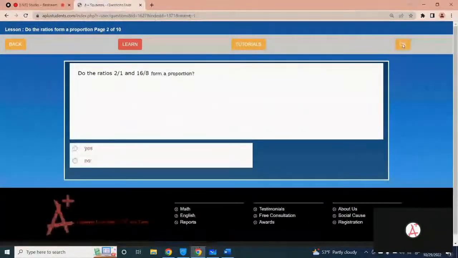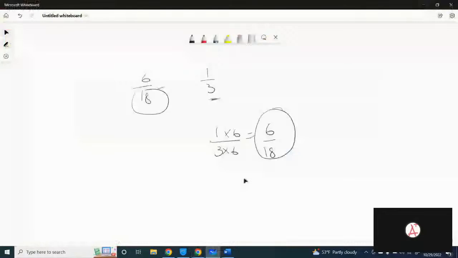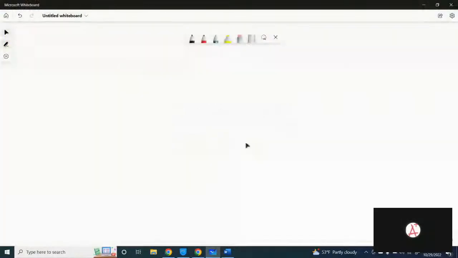Okay, the next one is: do 2 by 1 and 16 over 8 form a proportion? 2 over 1 and 16 over 8. Okay, here the greater denominator is 8. Make sure you make the smaller denominator equal to the greater one. 1 times what number is 8?